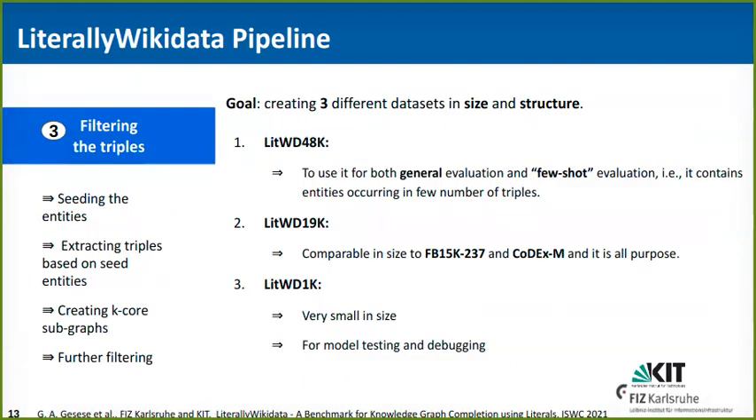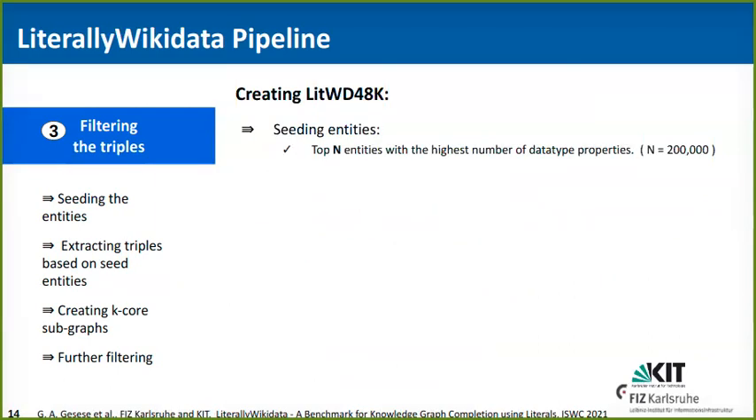As I mentioned earlier, the main goal is to create three datasets which differ in size and structure. The first one is LiterallyWikidata 48K, which is meant for general and future evaluations. The second one is LiterallyWikidata 19K, which is an all-purpose dataset comparable in size to the previous FB15K-237 and CoDEx-M. The last one is LiterallyWikidata 1K. This one is very small and intended for model testing and debugging. We will now go through the steps applied to create each of these datasets.